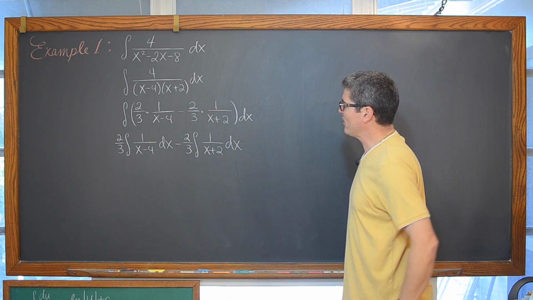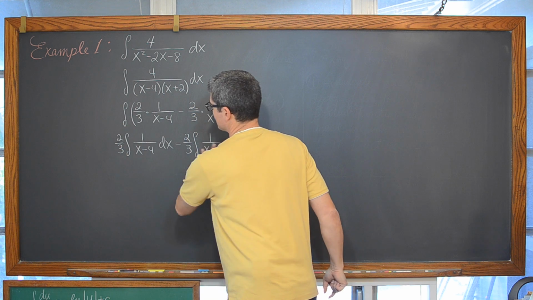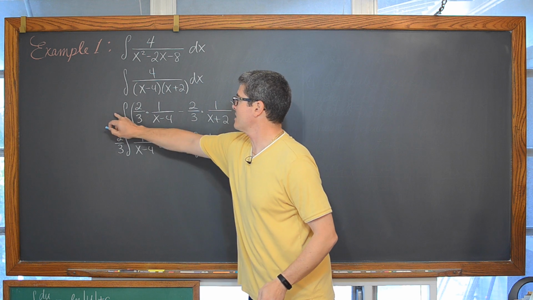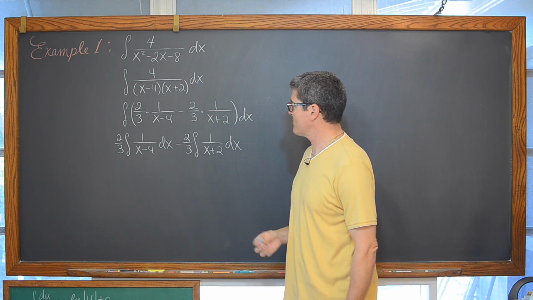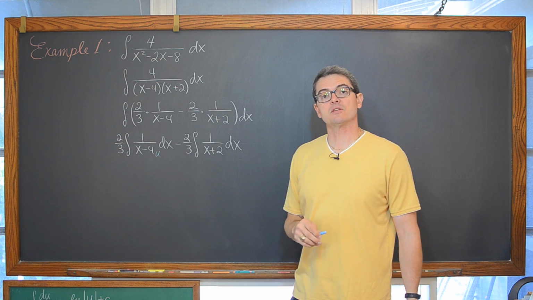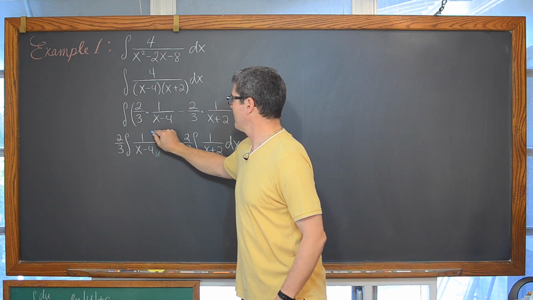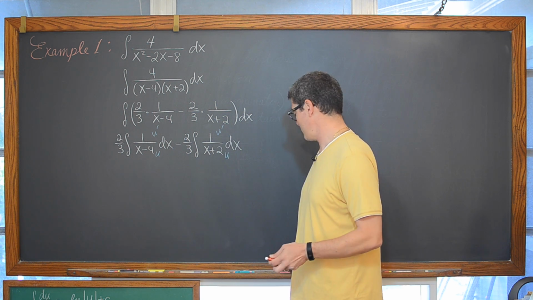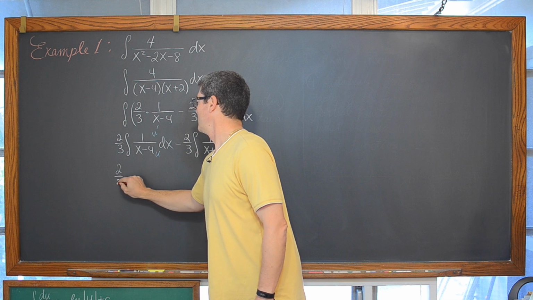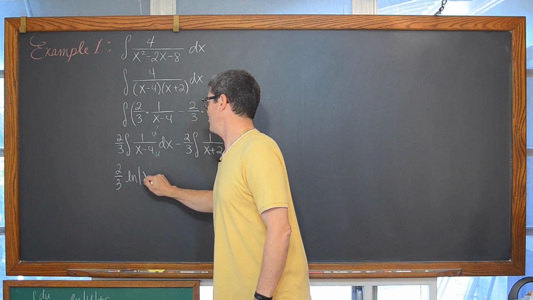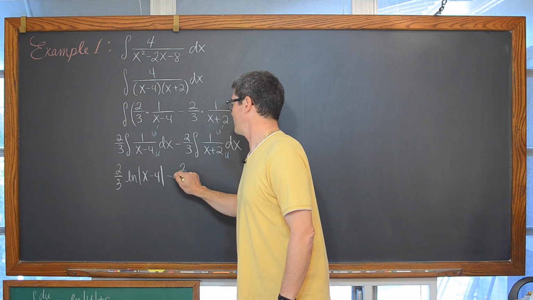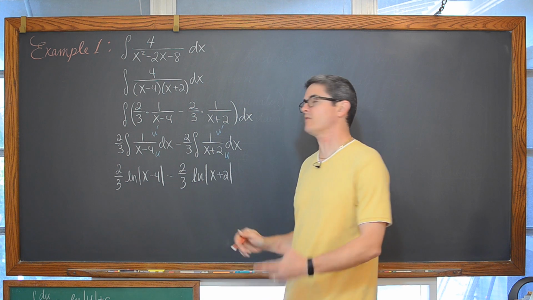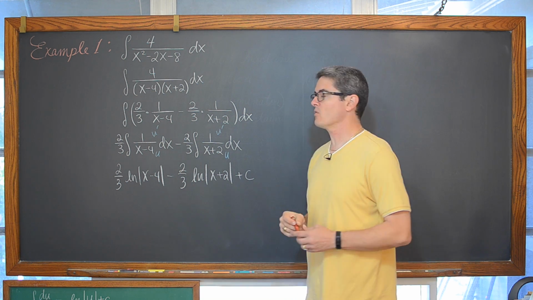I don't really think at this point most of you are going to need to see this separated into two separate integrals, but just in case, we have our constants coming out in front of the integrals that we've now separated. If our u is x minus 4, then of course du, or u prime, is just simply 1. So we have a u prime over u pattern in both of these, and so we just have 2/3 times the natural log of the absolute value of x minus 4 minus 2/3 times the natural log of the absolute value of x plus 2, and don't forget your constant of integration.